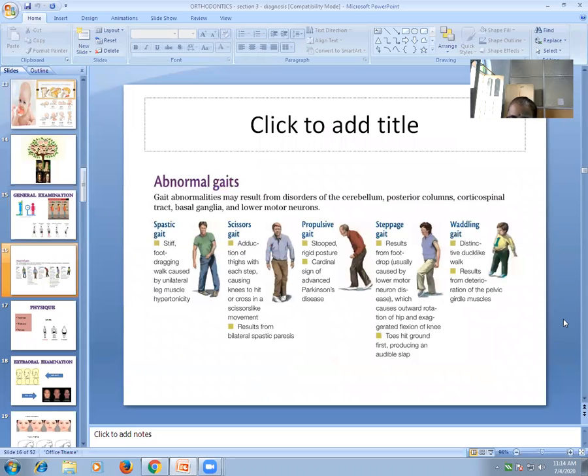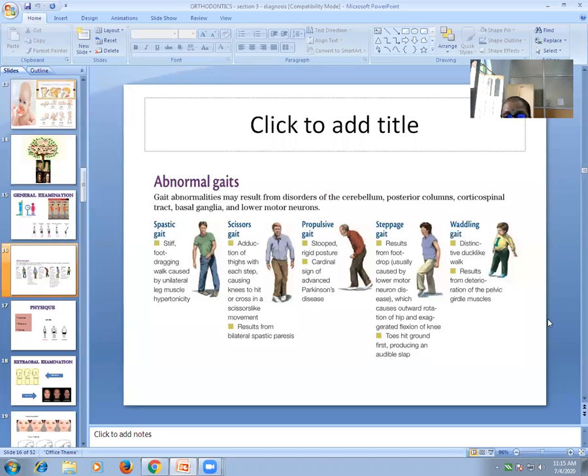There are different types of gait, like spastic gait, scissors gait, propulsive gait, steppage gait, and waddling gait. When you see a spastic gait, the patient will be walking while dragging a foot forward. This is because of some abnormalities in the muscle or hypotonicity of the leg muscles. Then scissors gait, the patient will walk with crossed knees. That means the knees will collide with each other, or they will be in a scissor-like manner in front of each other.